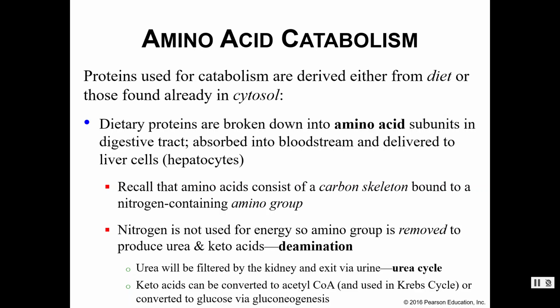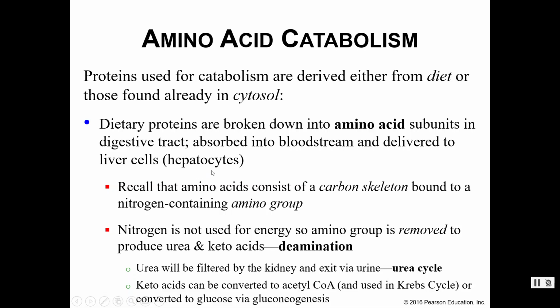We talked a lot about trypsin, chymotrypsin, and pepsin helping us break down proteins as they move through the digestive system. Eventually, they will be absorbed into the bloodstream in the small intestine. We'll send them through the hepatic portal vein to the liver, to the hepatocytes.